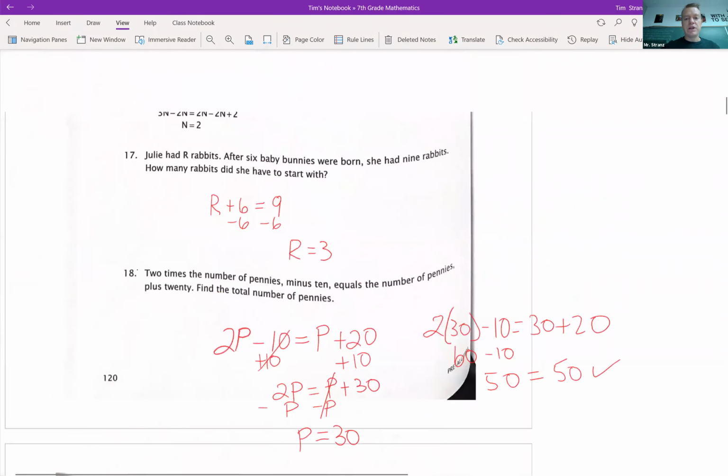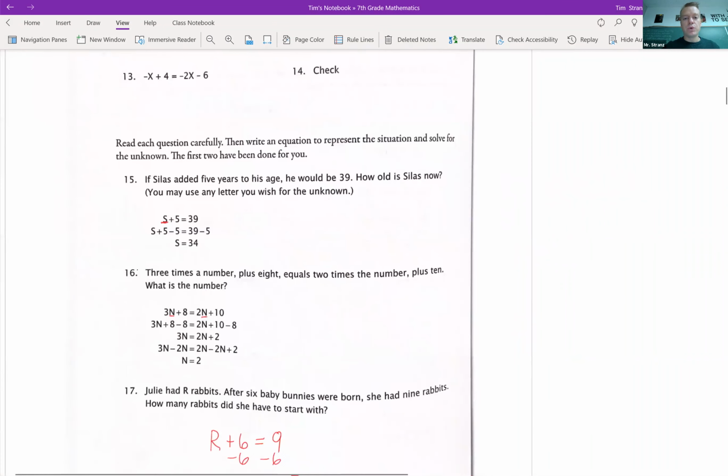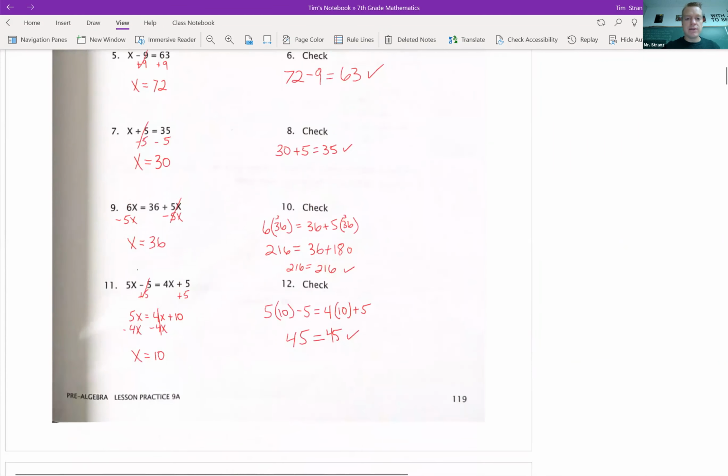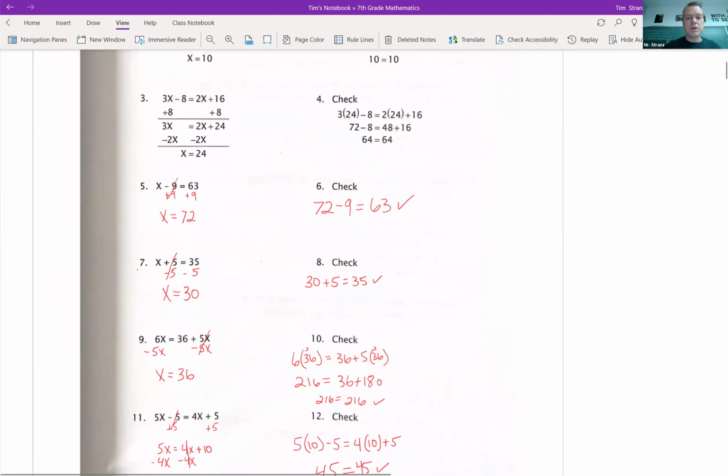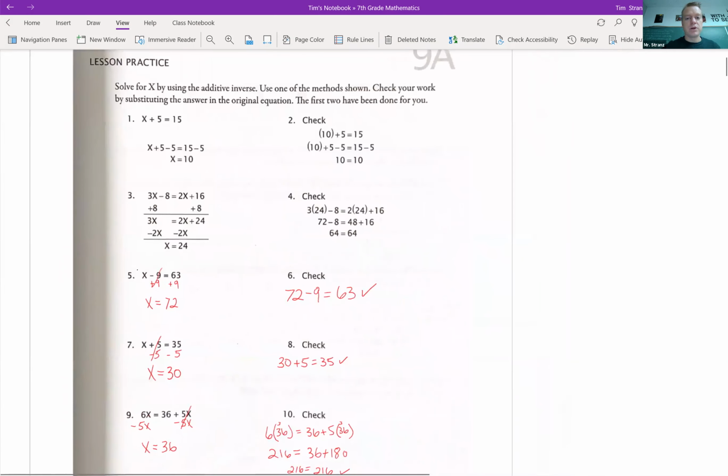So all you have to do is make sure whatever you do to one side, you must do to the other side. That is the intro to algebra. Welcome. Congratulations, you have started algebra.